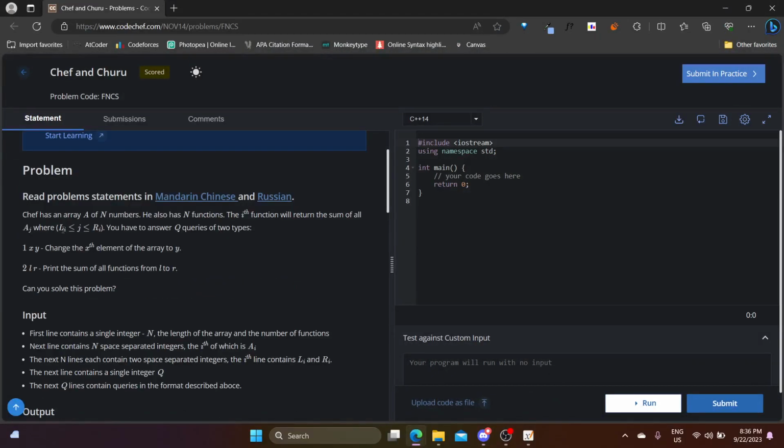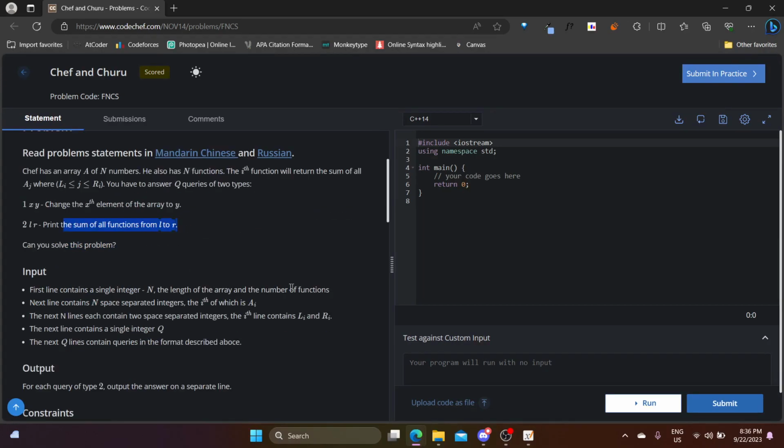Okay, this one is a bit tricky because it's not the same as the previous questions that we have had. It looks like a segment tree question. So we have an array, then we have a function which returns the range sum. It returns the sum of all a_j between L and R, and this L and R is the property of the function. Then we can update the array, and we can also ask to print the sum of all the functions from L to R.